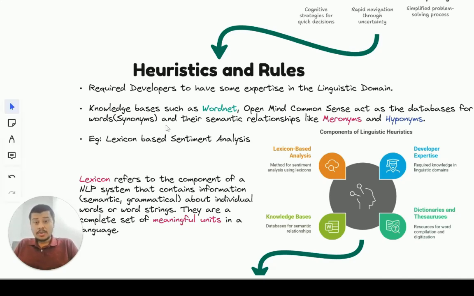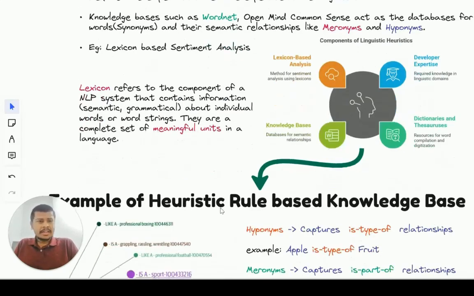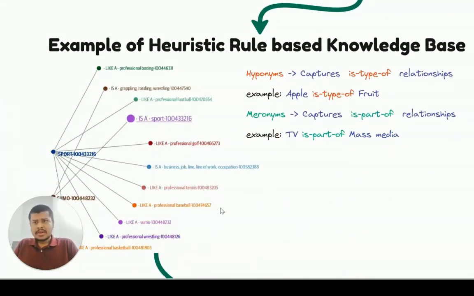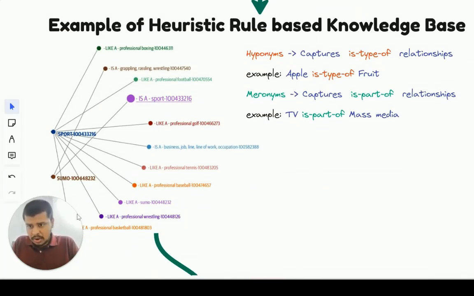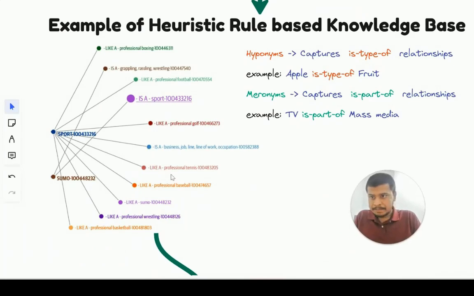Now we'll see how this WordNet and other relationships look, right? So this is an example of a rule and heuristic rule-based knowledge base. What you're seeing to your left is your WordNet. I told you it's a digitized dictionary plus some additional semantic relationships. So what are these semantic or meaningful relationships? I'll show you.